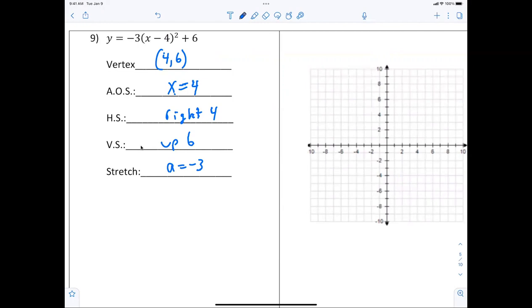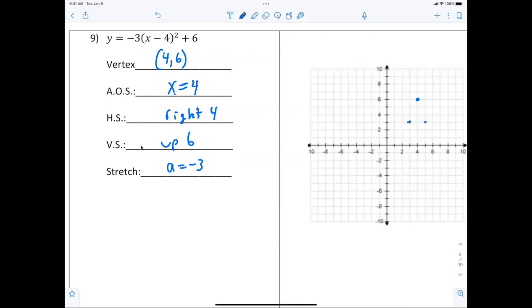What is the right 4 and up 6? Normally the vertex is 0, 0. Remember, that was the parent function. So the new function's vertex is 1, 2, 3, 4 over, 1, 2, 3, 4, 5, 6 up. That's what they're talking about. You're moving the graph right 4 and up 6. Now you're stretched by negative 3. So normally you would go over 1 and up 1, but this time we're going over 1 and down 3.